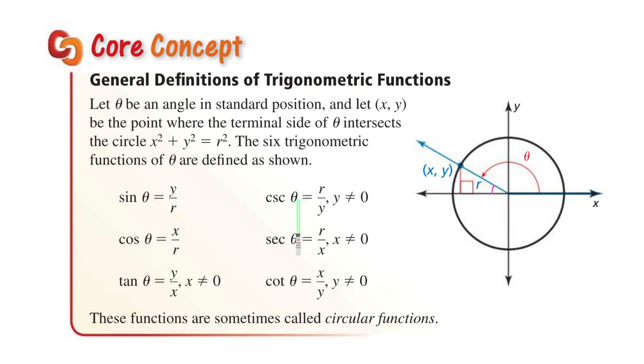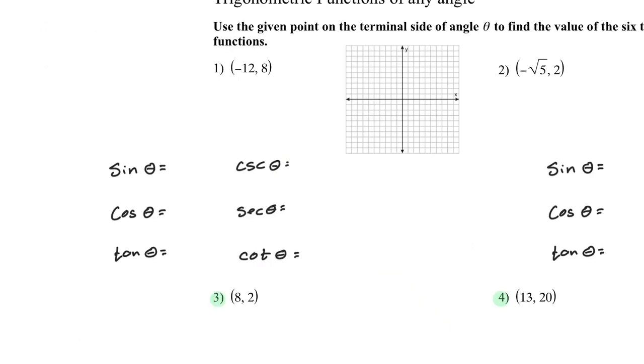So cosecant of theta is going to be r over y, where y is not 0. Secant of theta is r over x, where x is not 0. And then cotangent of theta is going to be x over y, where y is not 0. So let's see a couple of exercises here.